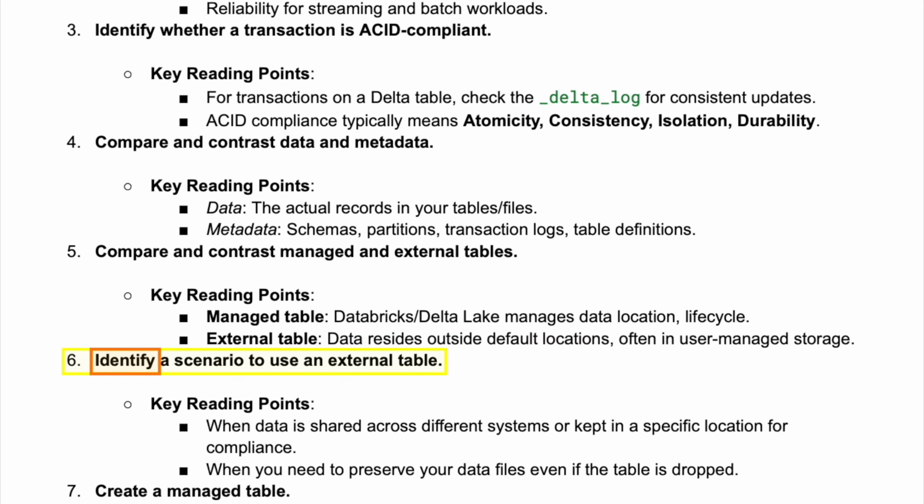6. Identify a scenario to use an external table. Key reading points: when data is shared across different systems or kept in a specific location for compliance. When you need to preserve your data files even if the table is dropped.